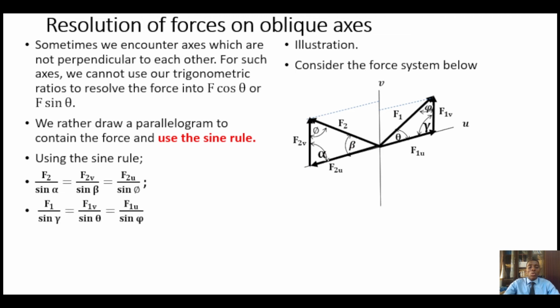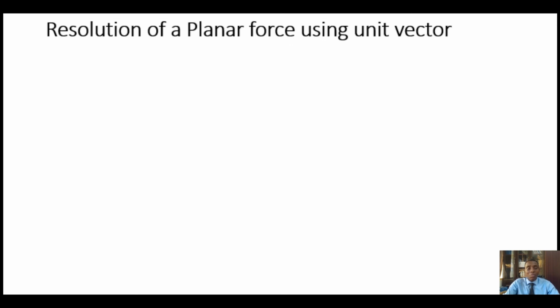I'll do the same thing to F1, and I can say that F1 divided by sine gamma equals F1V divided by sine theta, which equals F1U divided by sine chi. So F1 is here, the opposite angle is gamma. F1U is here, the opposite angle is chi. And F1V is here, the opposite angle is theta. So this is how to resolve a force into coordinates which are not perpendicular to each other, in other words, oblique axes.